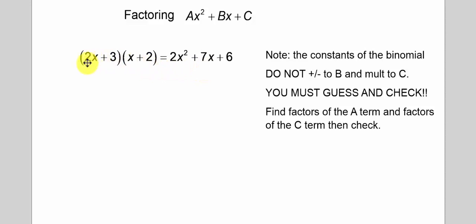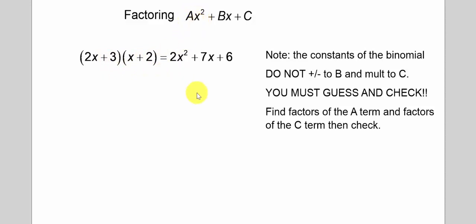If I multiply the two binomials 2x plus 3 and x plus 2 together, I get this quadratic. Now you'll also notice that while 3 and 2 do multiply to 6, and 2 and 1 do multiply to 2, that's the first and the last terms, all right? The middle term is not going to be the sum or difference of the 3 and the 2, like it was when we had a 1 as a coefficient in front of the x squared term.